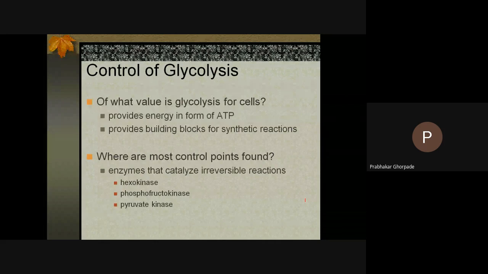So what are the most common control points found? The enzymes that catalyze the irreversible reactions are hexokinase, the first reaction, phosphofructokinase, and pyruvate kinase. If you look at the reactions of glycolysis, sometimes the arrow points in both directions, downward as well as upward. We call this a reversible reaction. But certain reactions, like the first reaction of hexokinase, phosphofructokinase, or pyruvate kinase, are irreversible. Irreversible means they don't reverse. The arrow points only in one direction, not in the opposite direction.